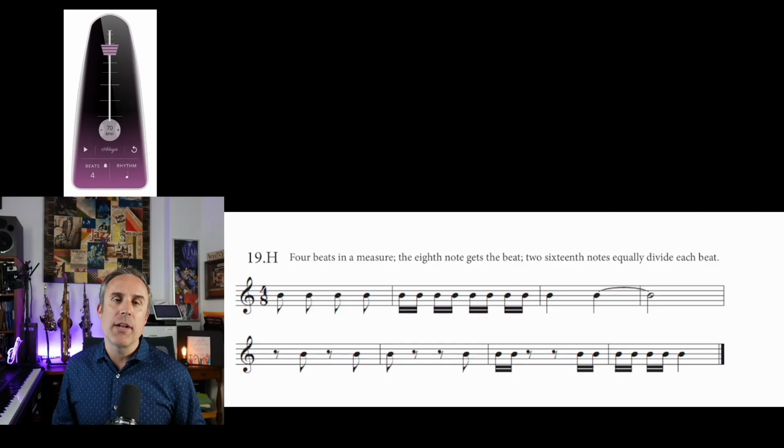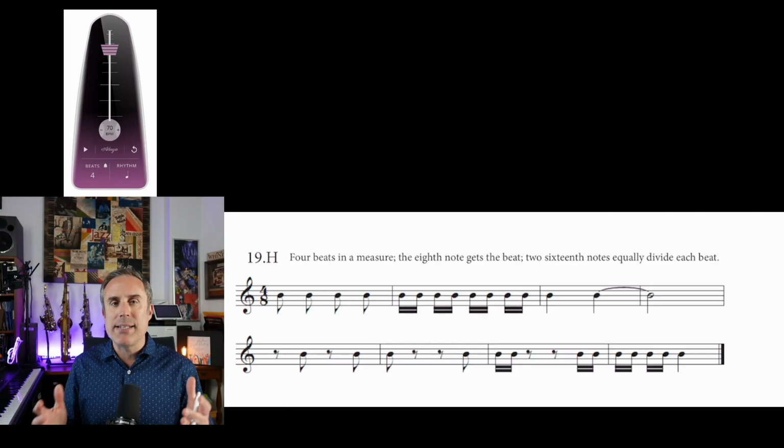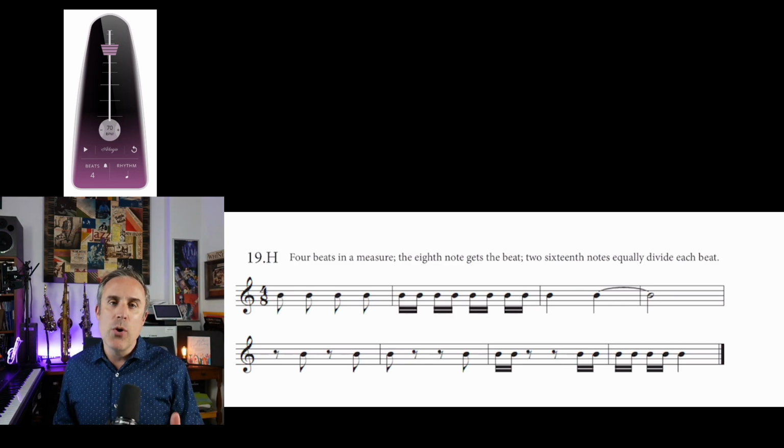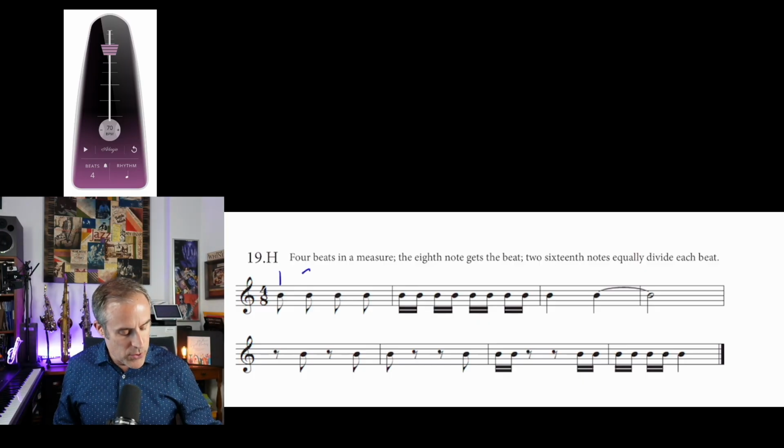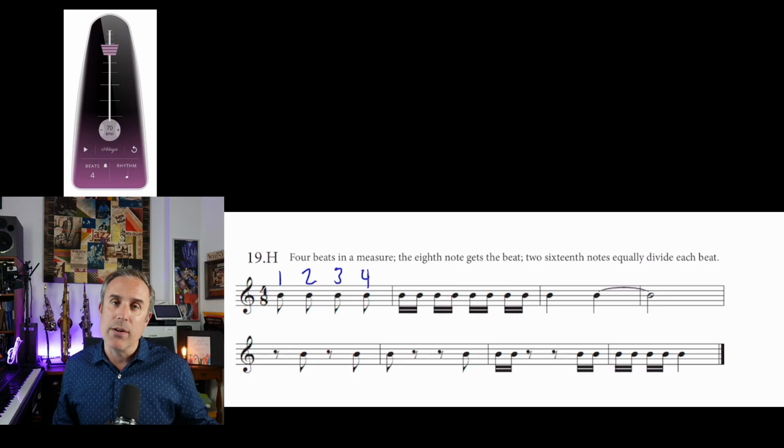And as I've done in previous exercises for week 18 and week 19, I've filled the first measure with the note that gets the beat or the pulse. And in this case for 4/8, it's the eighth note. So each one of these eighth notes will get a beat, and you'll hear a metronome click fall on every one of those eighth notes.